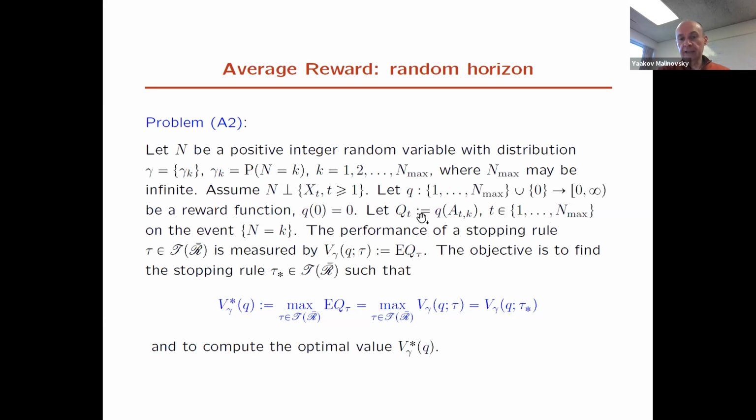And let's define q t. It's q of the absolute rank on the event n equals k. And also, in this new notation, we would like to maximize the expected reward and compute the optimal value of the reward in the new notation. Now I will show examples, and maybe all these signs will be more clear in the examples, and then how we proceed.